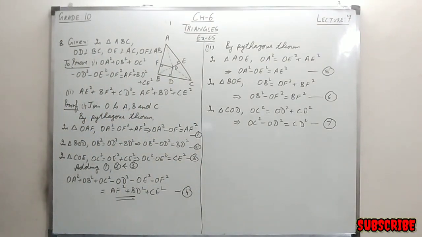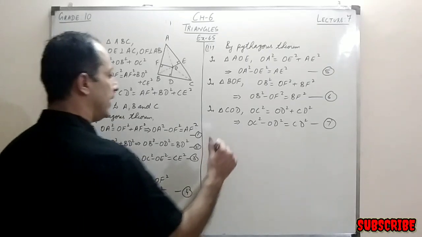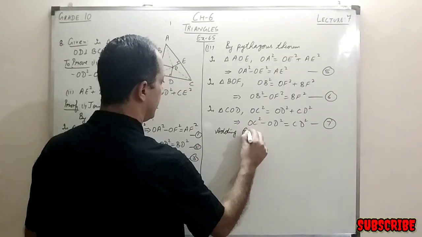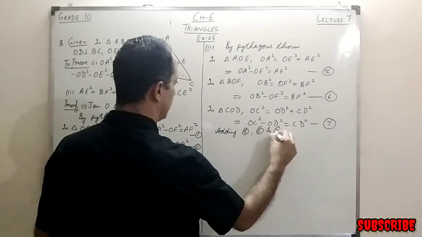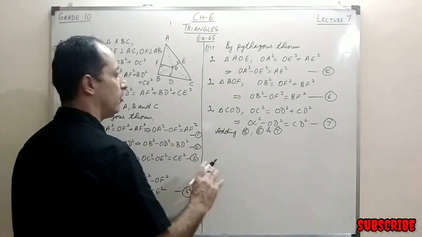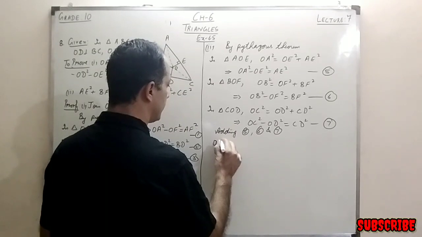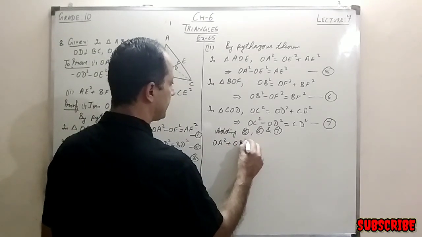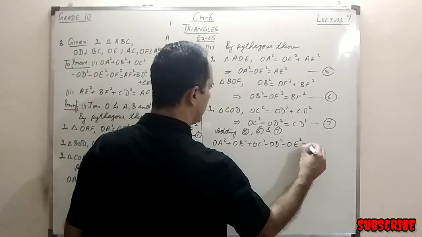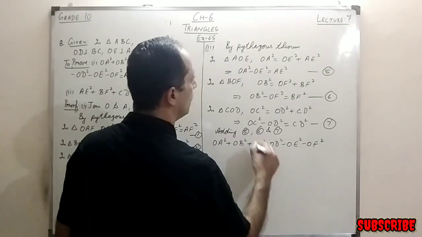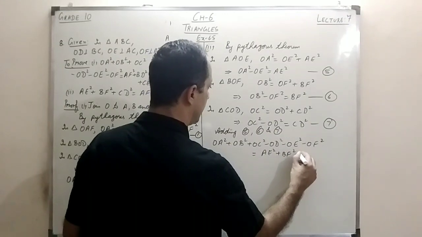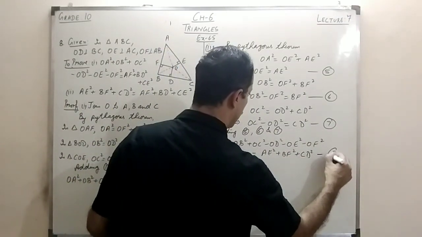Now I add the fifth, sixth and seventh equations. Adding 5, 6 and 7, when I add all these three equations and rearrange the terms on the left side, I write: OA square plus OB square plus OC square minus OD square minus OE square minus OF square equals, from the right side, AE square plus BF square plus CD square, and I put this as equation number 8.